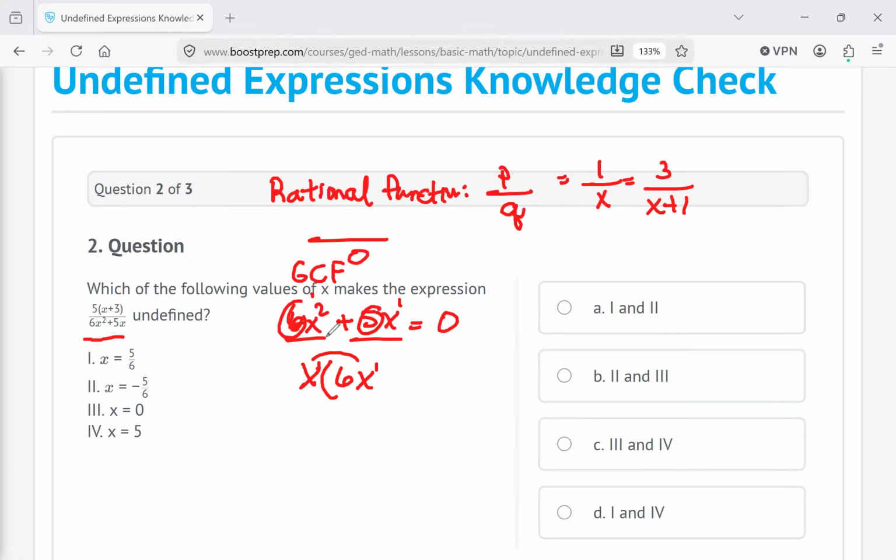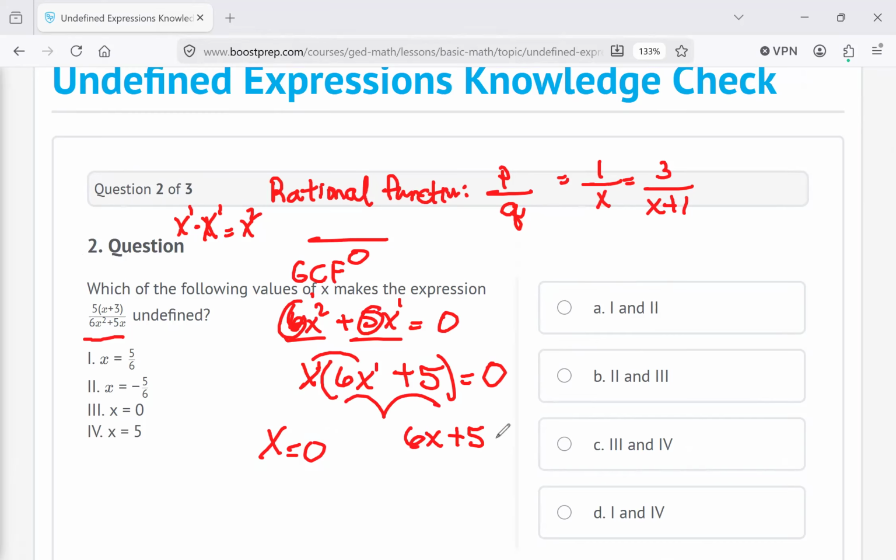And when you FOIL it out, when you're multiplying exponents, you're really adding. So x times x, or x to the 1 times x to the 1, is x squared, right? And then you have a plus 5, equals 0. Now your goal is to solve for x. What you could do is set each to 0. So set x equals 0 and set 6x plus 5 equals 0. I'm going to solve for x: subtract 5, get 6x equals negative 5. Divide by 6, get x equals negative 5 sixths.